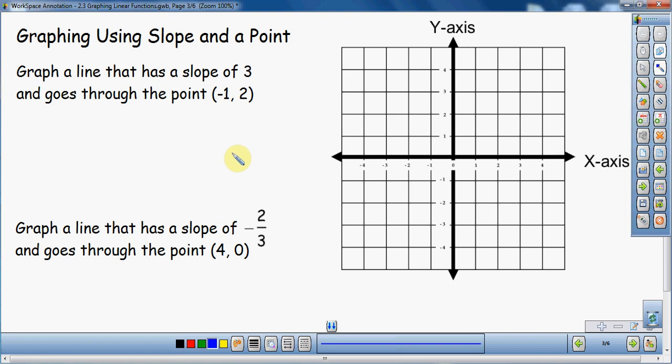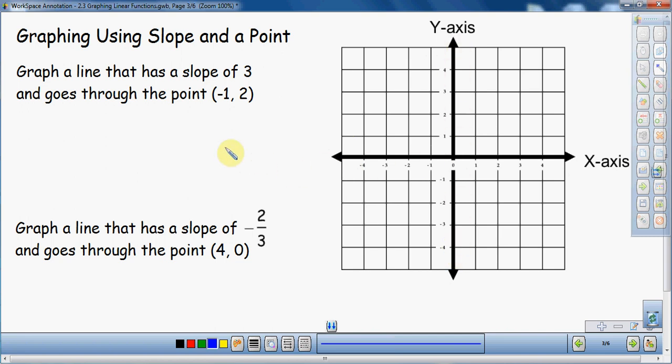In this video, I'm going to talk about graphing using slope and a point. There are many, many methods of graphing, so this is just the first of a couple of videos I'm going to do on how to graph on a Cartesian coordinate system. You know it as just an XY coordinate system, where you have your X's on the horizontal axis and you have your Y's on the vertical axis.